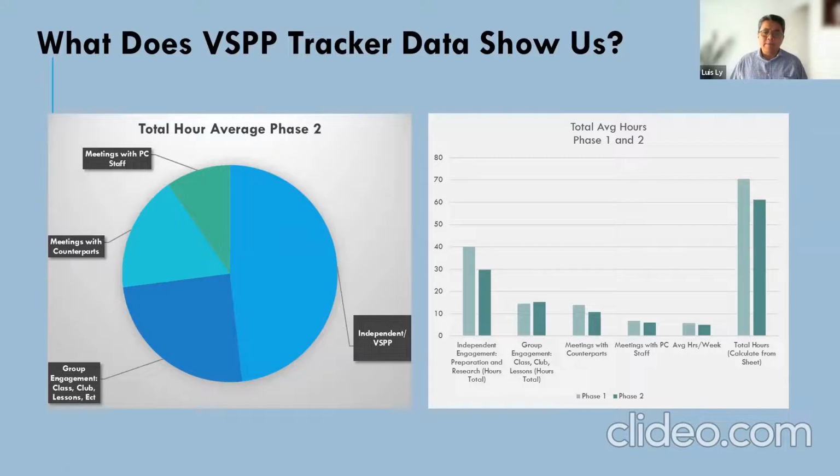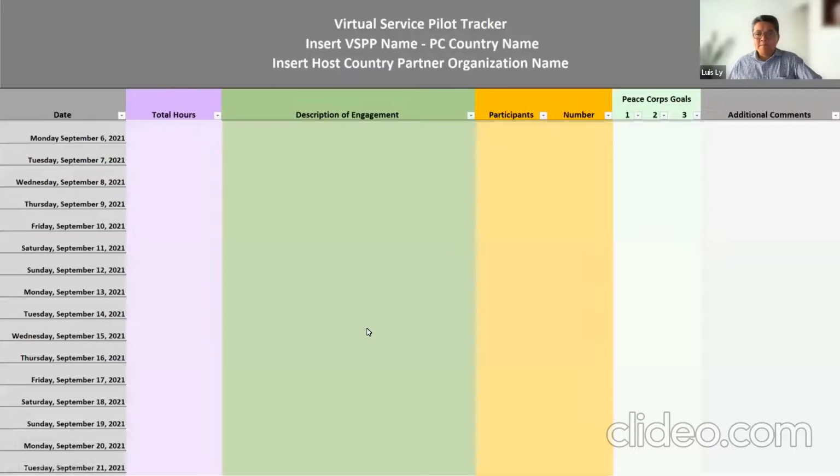Also, we use that data to make some analysis of how you invest your time. What was the time that you developed independent tasks, or met with Peace Corps staff or your counterparts, or did some training. So we're going to show you some of the most important parts of how to fill out this VSP tracker with an example.